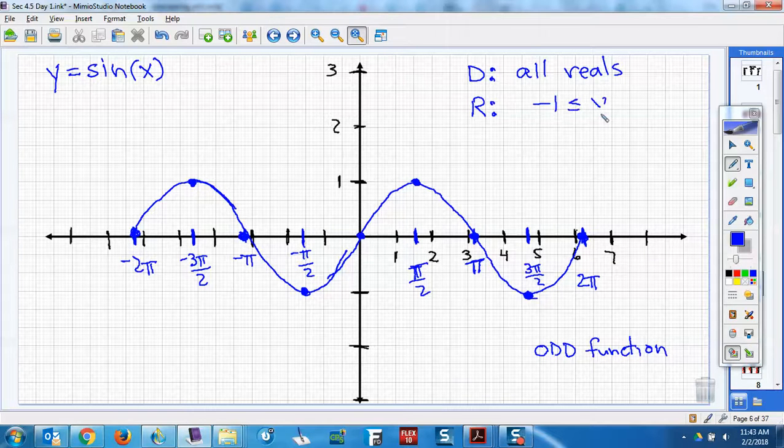What's the range? Between negative 1 and 1, or you could just go negative 1 to 1 like that, right? The range of sine. So that's important to keep in mind, that sine can never have an output bigger than 1 or less than negative 1.